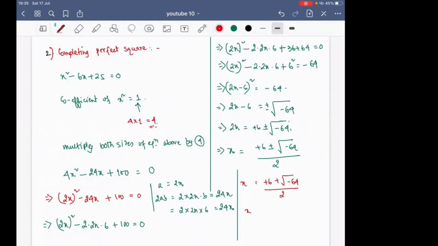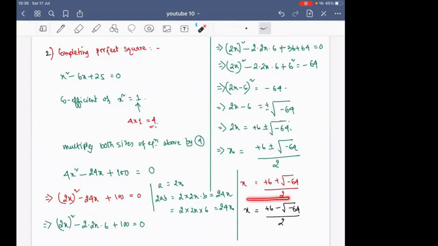Another value, here we have put the plus sign here. So another value, let me draw with different color. Another value of x, we can write it as plus 6. Instead of the plus sign, we will put minus root over minus 64 divided by 2. So like we have explained earlier, quadratic equation has two roots. From the completing perfect square method, we have got a plus minus here. When we separate the plus minus, we will get two values of x.